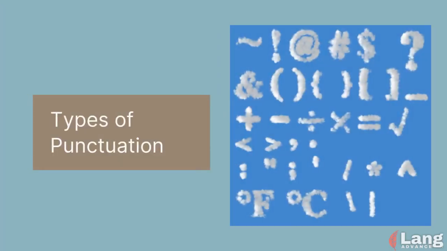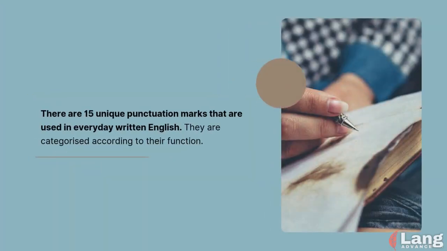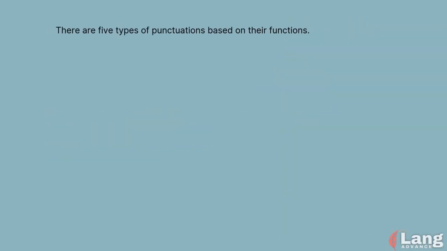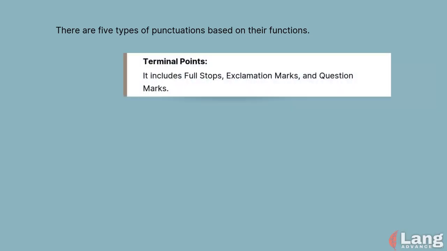Types of punctuation. There are 15 unique punctuation marks that are used in everyday written English. They are categorized according to their function. There are 5 types of punctuation based on their functions. Terminal points. It includes full stops, exclamation marks, and question marks.